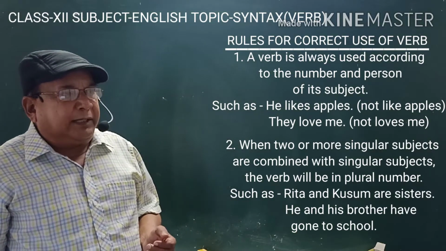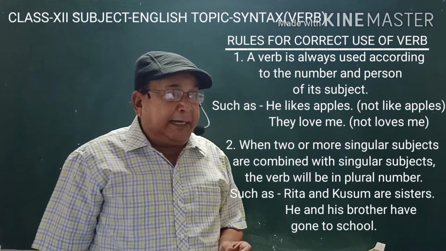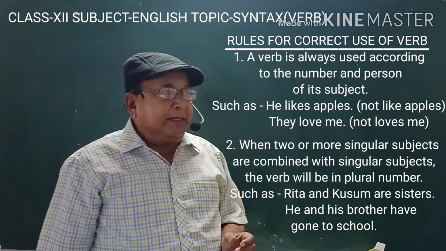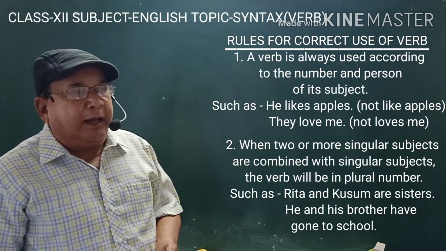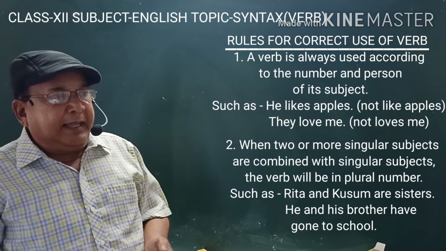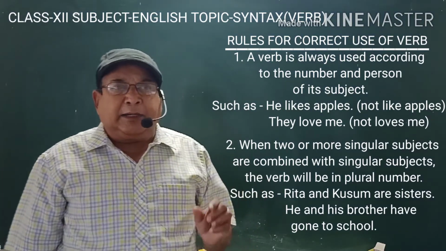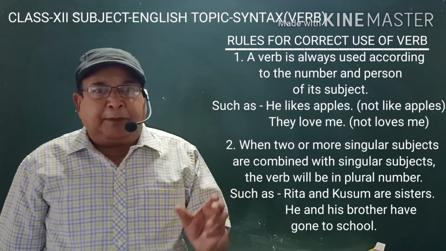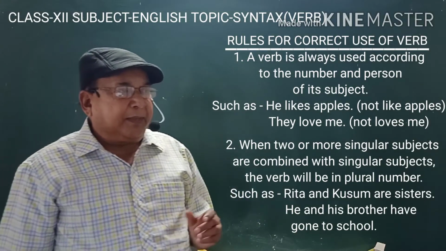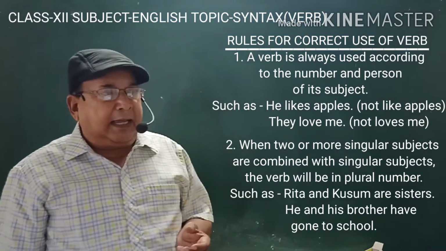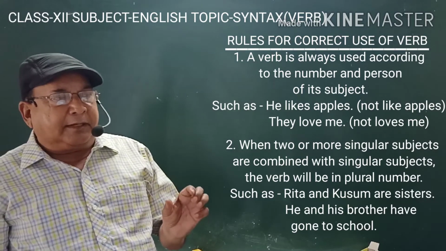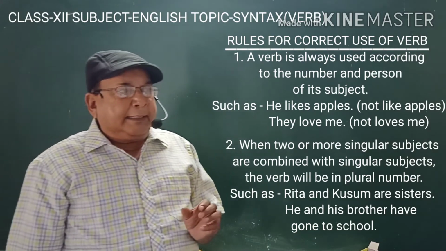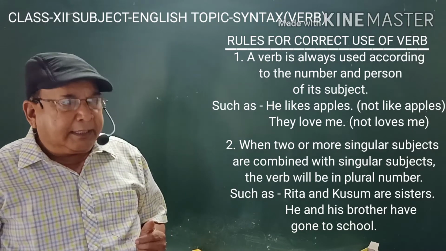Another example, where two or more singular subjects are combined, the verb will be in plural number, such as Rita and Kusum are sisters. In this sentence, Rita and Kusum, though they are singular subjects, are combined with the word and, then the plural verb are will be used. In another example, he and his brother have gone to the school. He and his brother both are single subjects, but they are combined with the word and, therefore the verb have has been used.